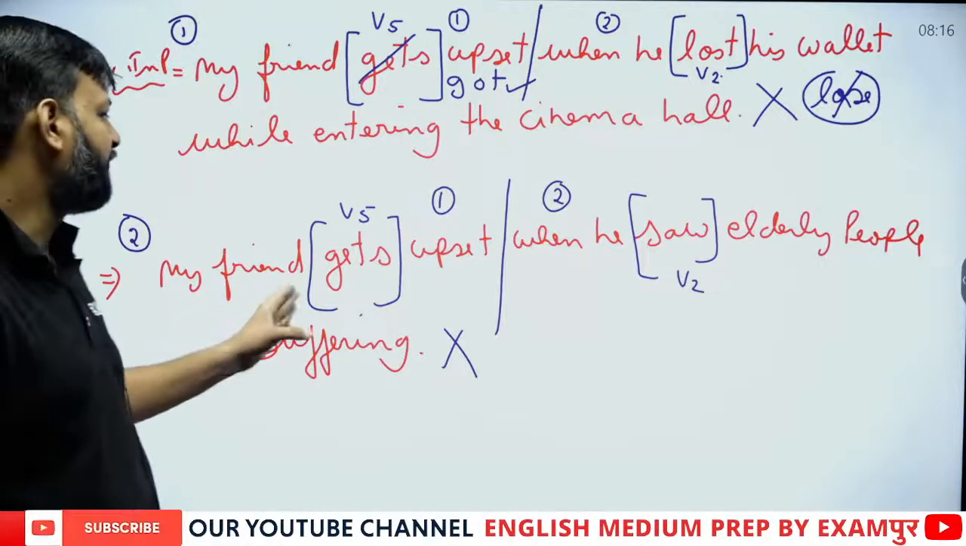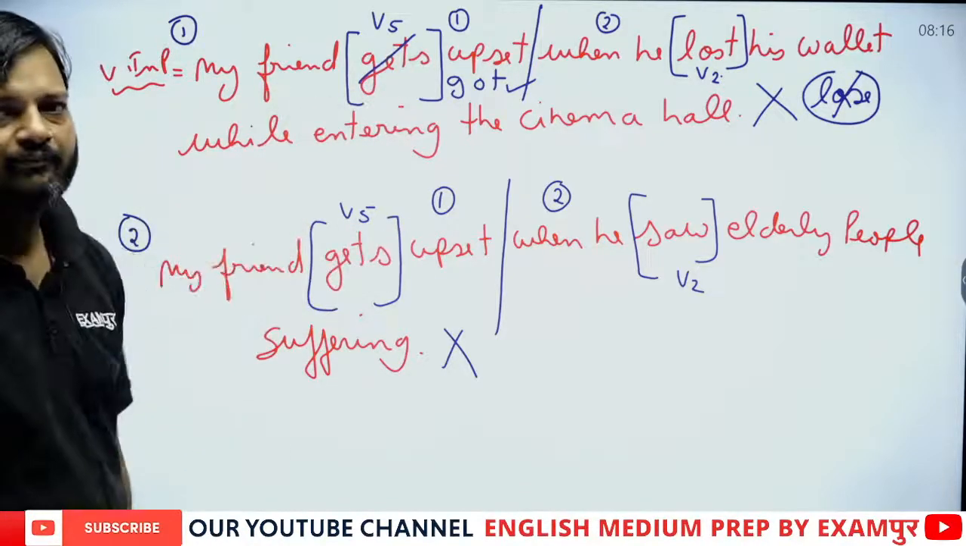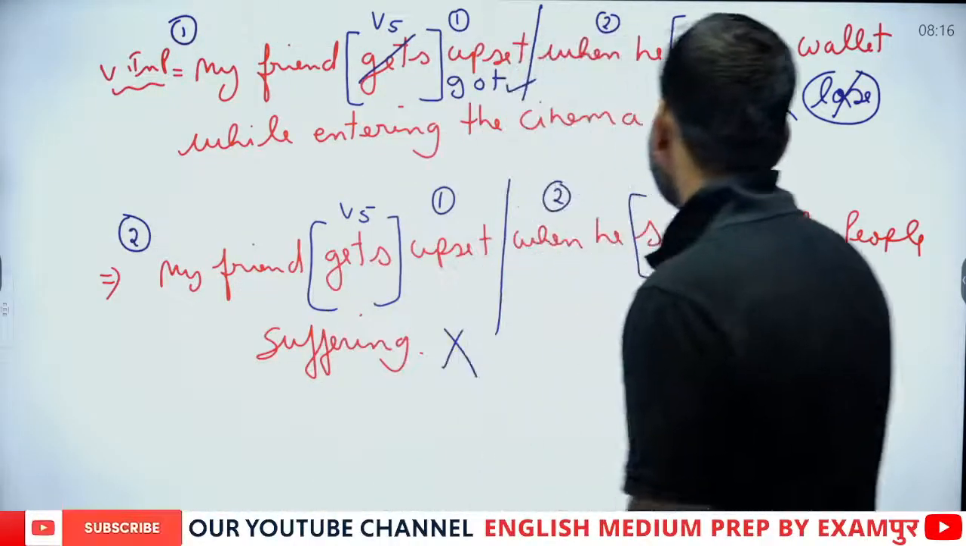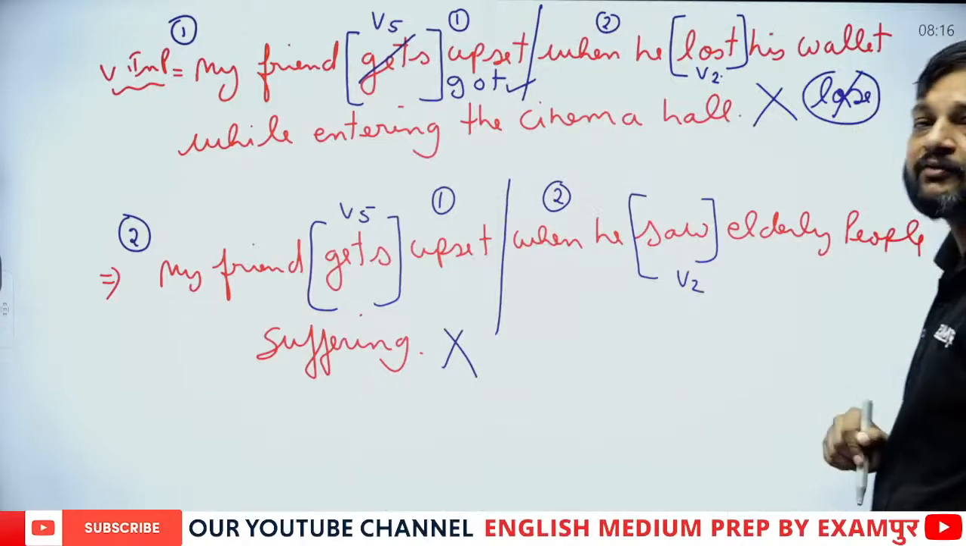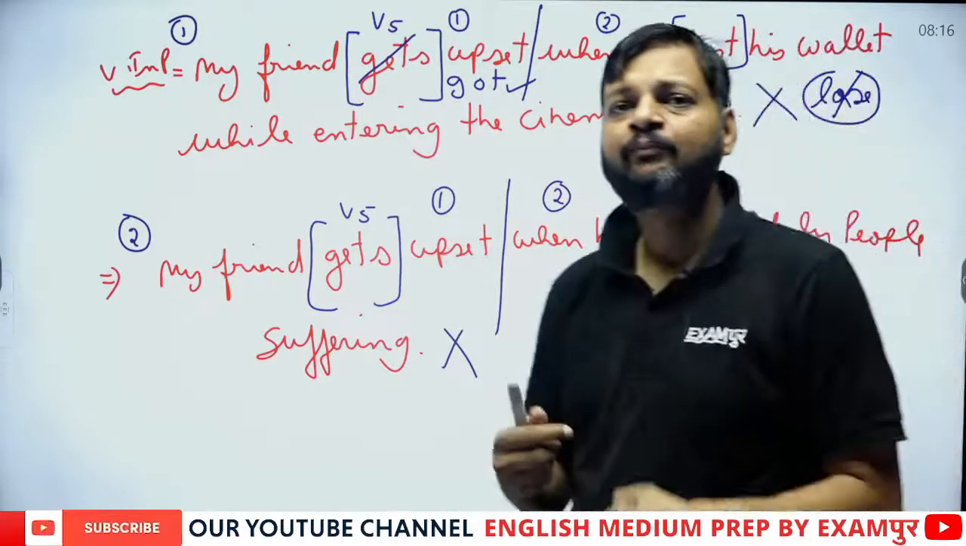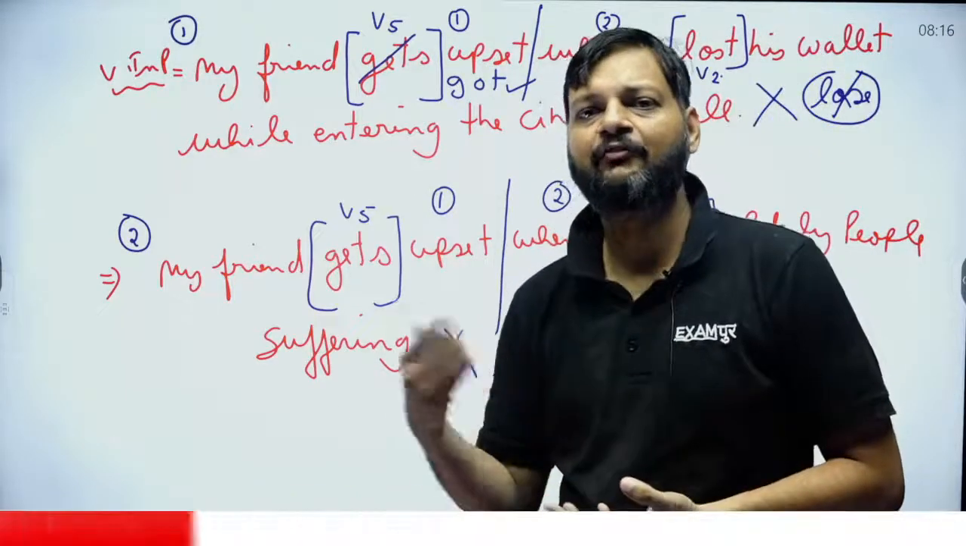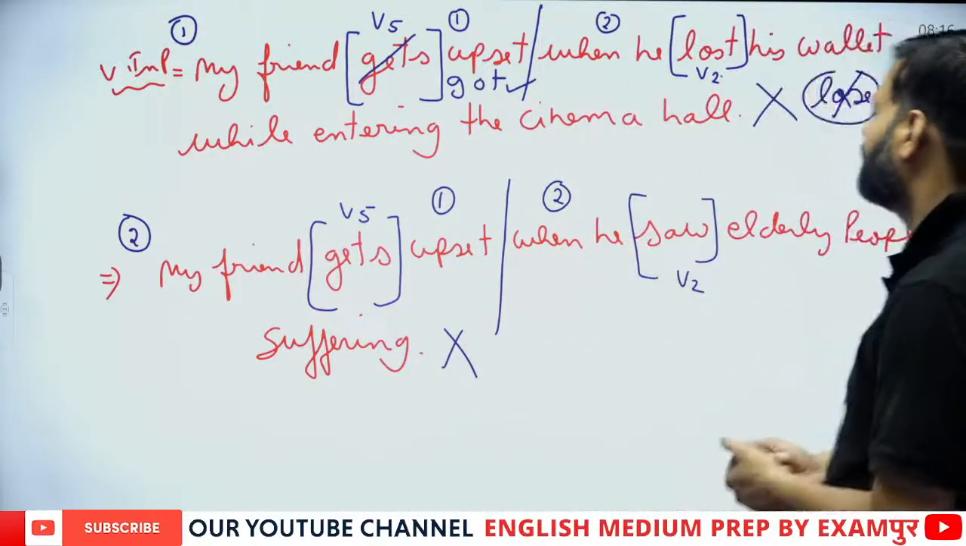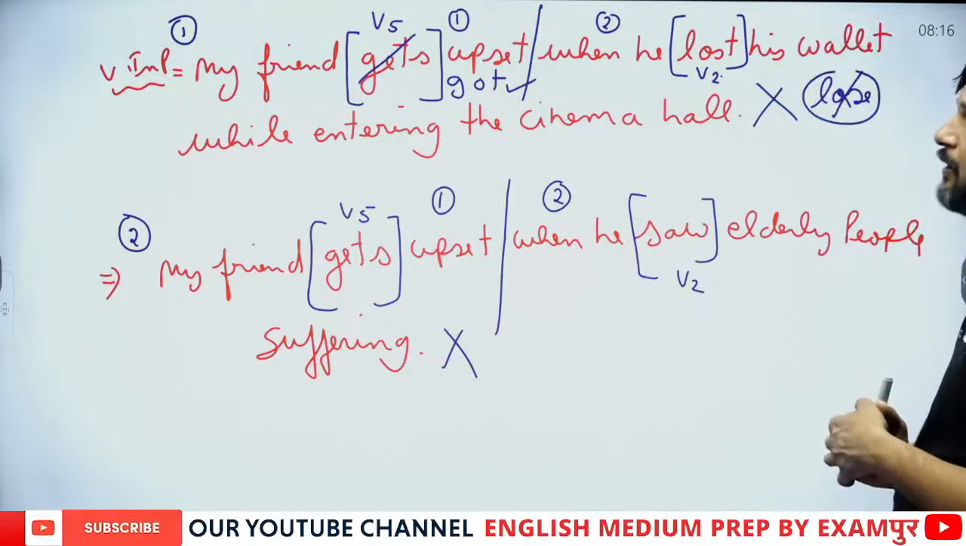Fine. Now let's come to the second sentence. First part is same, my friend gets upset. But in this sentence, my friend gets upset when he saw elderly people suffering. Elderly people means old age people. For example, a father, mother, they are elderly people.